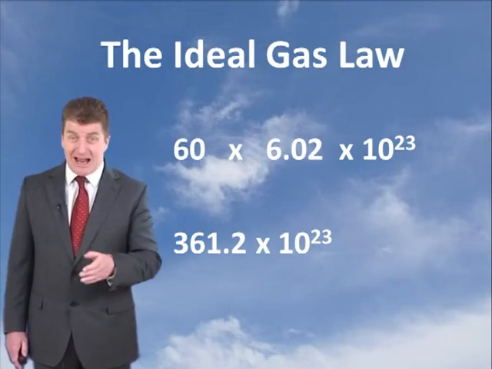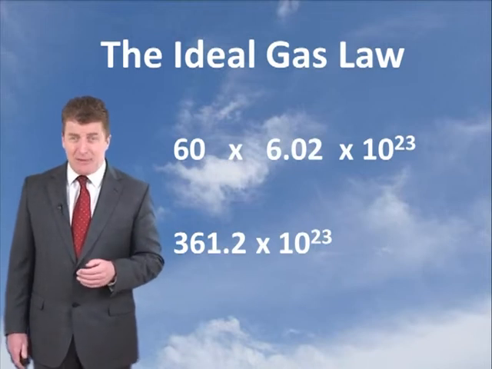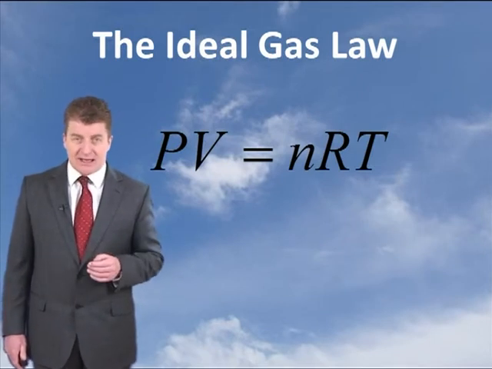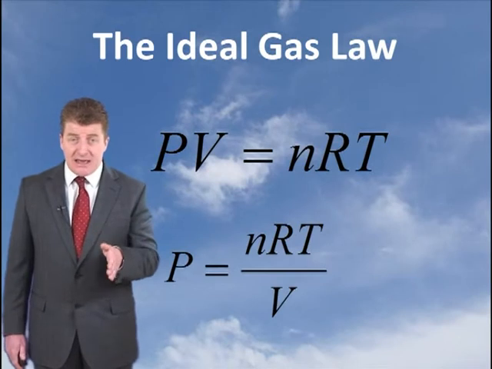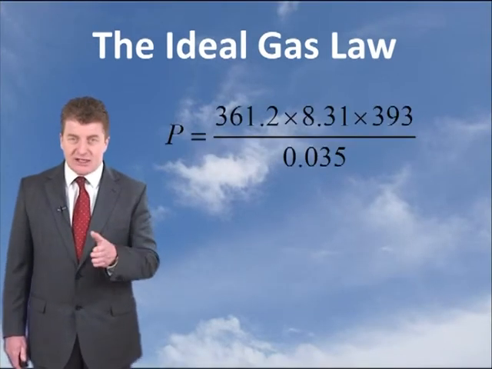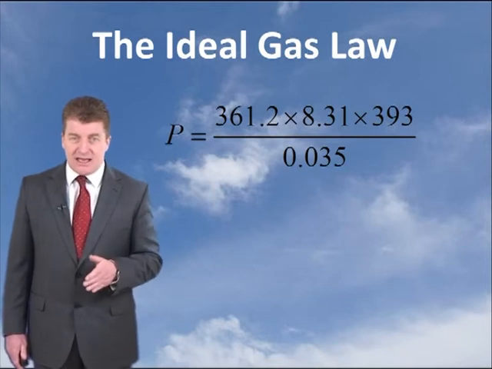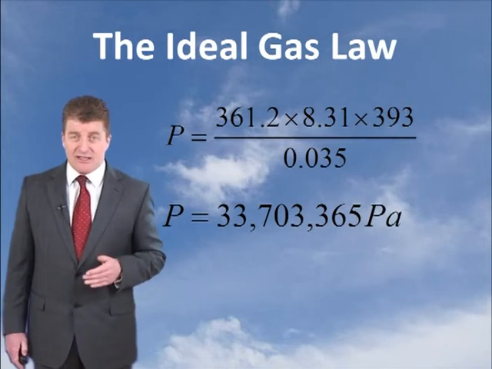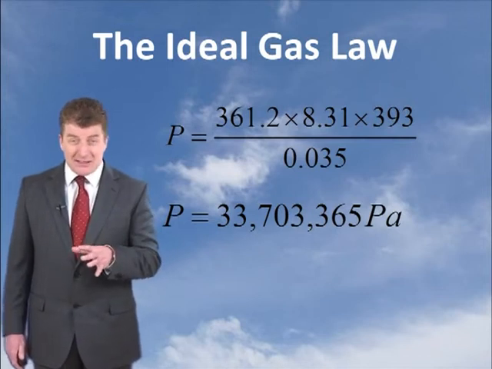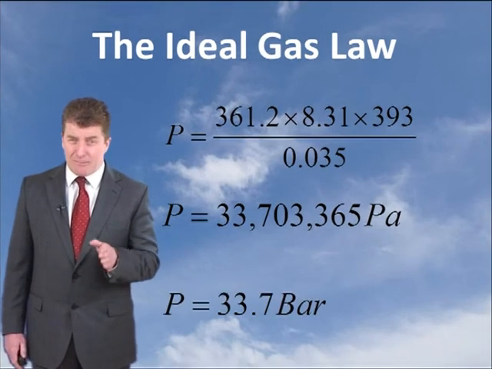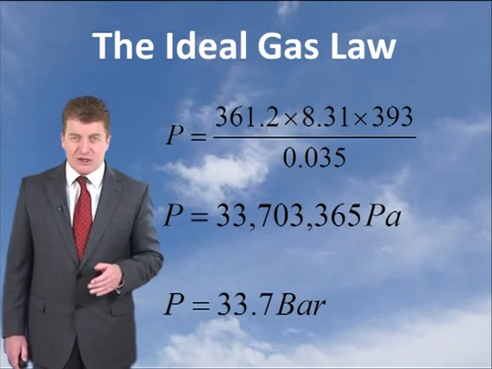Those are actual molecules inside that cylinder. The final part of the question asks what the pressure would be inside the cylinder. To calculate this, we use the ideal gas law. PV equals nRT. We transpose this to give P equals nRT divided by V. Then we put in the known variables, as you can see here. We know all this information, and it gives us 33,703,365 pascals. Now, 1 bar is approximately 100,000 pascals, so that pressure is about 33.7 bar. That's the pressure inside the cylinder.